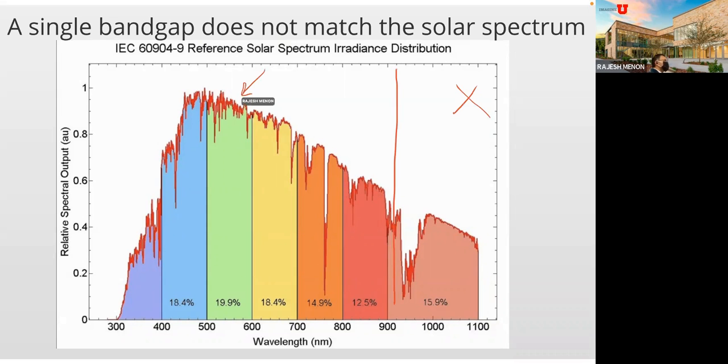Out here, which is far from the band gap, it has too much energy. That extra energy is simply not collected efficiently. It's just lost as heat in the crystal. So the only part that's collected efficiently is something close to the band gap. So this is a fundamental problem that we think about.